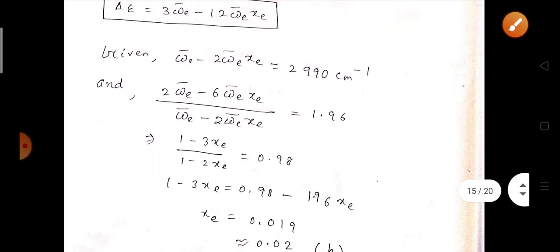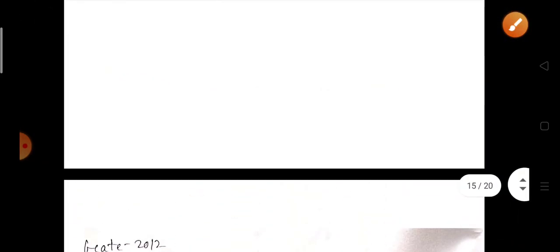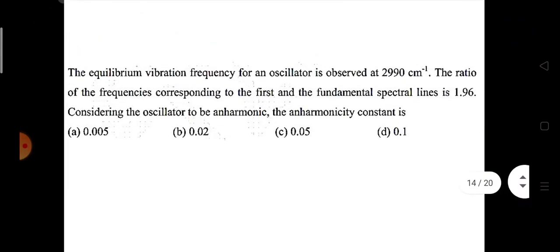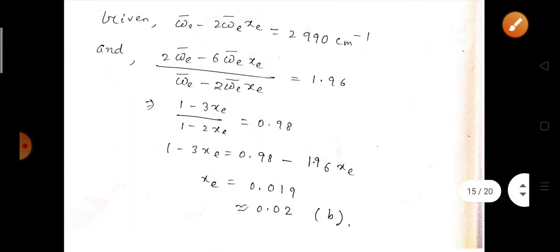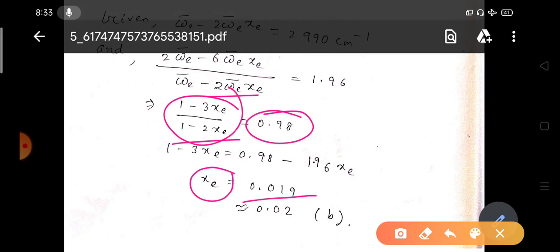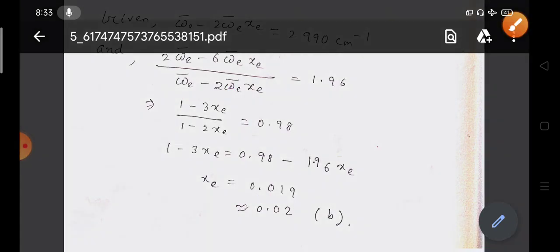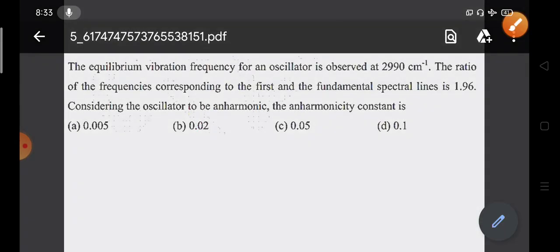So 2 omega E minus 6 omega E xc divided by omega E minus 2 omega E xc equals 1.96, and we have to find out the anharmonicity constant, that is xc. So calculate this, that is 1 minus 3 xc divided by 1 minus 2 xc will be 0.98. So xc is 0.019, or you can write it as 0.02. So option 2 is matching.